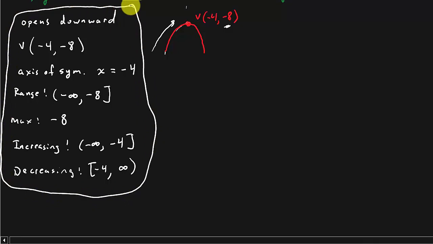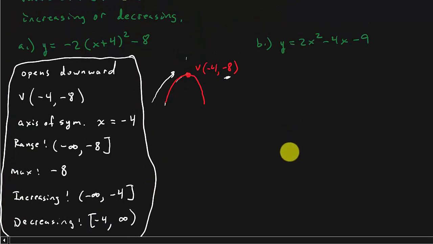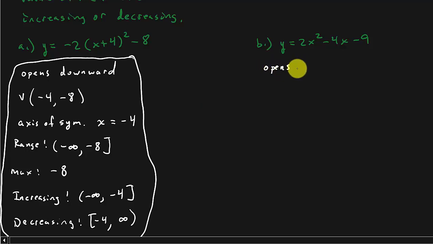Okay. All right, let's look at this next one. So we've got y equals 2x squared minus 4x minus 9. All right, so let's do just like we did. Let's go ahead. This thing opens upward. Okay, opens upward. Then they want to know the vertex. So let's find the vertex.